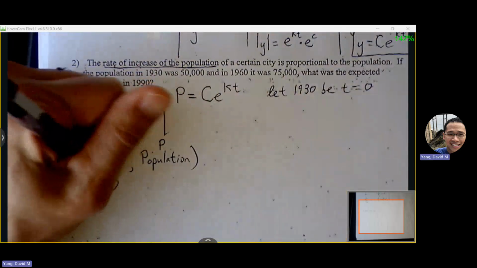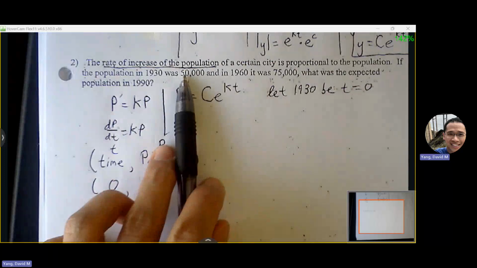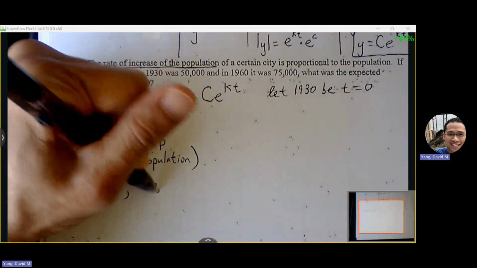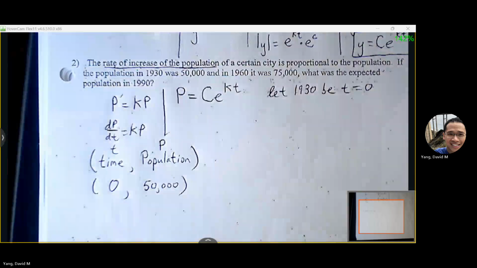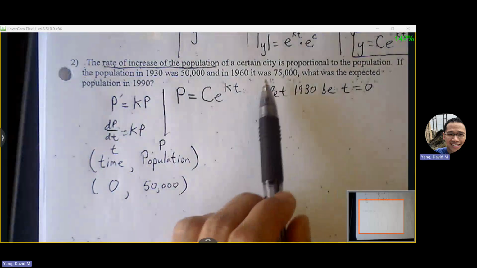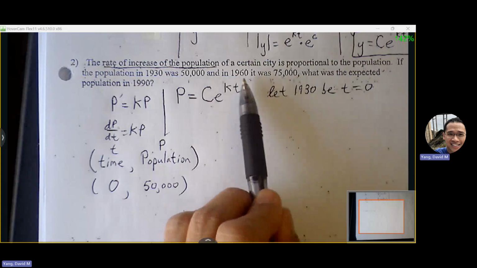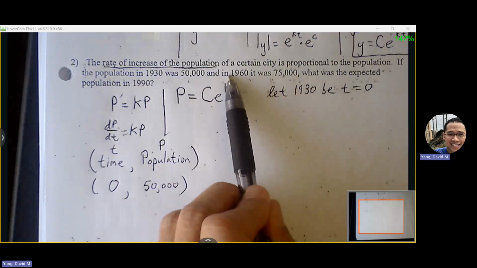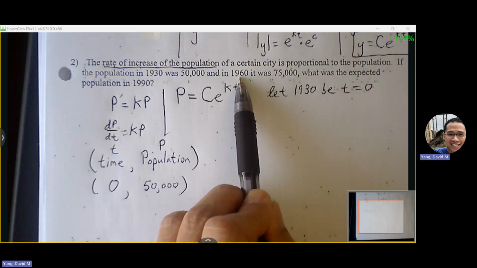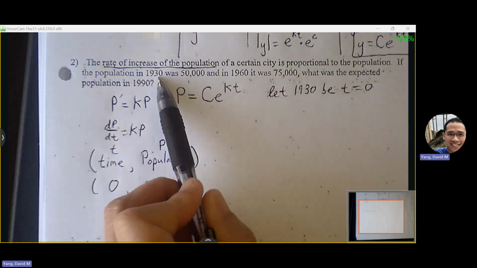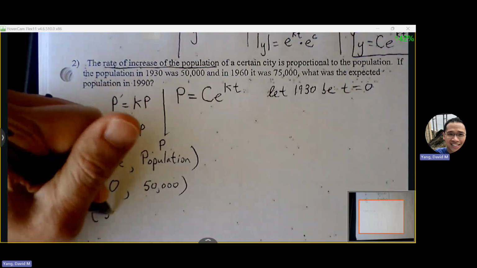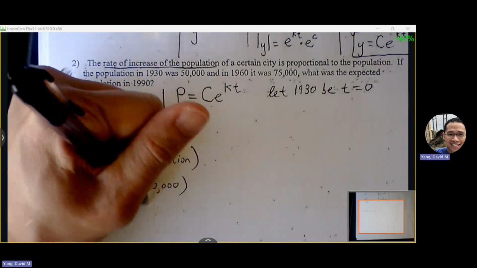So we're going to say year 0, or 1930, the population was 50,000. So I'm going to say year 0, comma, 50,000. In 1960, the population was 75,000. So what ordered pair can we create here? 30. Yeah, this is 30 years after my initial year. So 30 years later, my population is 75,000.